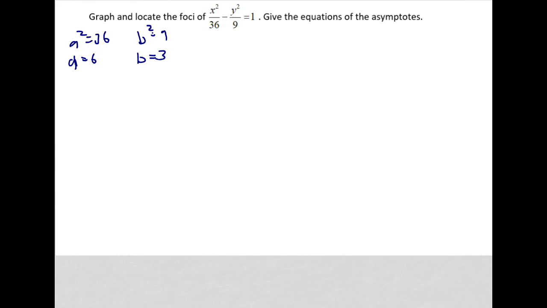Now remember, in a hyperbola, the relationship between a, b, and c, right? C squared is equal to a squared plus b squared. So in this case, c squared is going to equal 36 plus 9. So c squared is equal to 45, so then c will be the square root of 45. We can certainly simplify that, right? So the square root of 45 equals 3 radical 5.